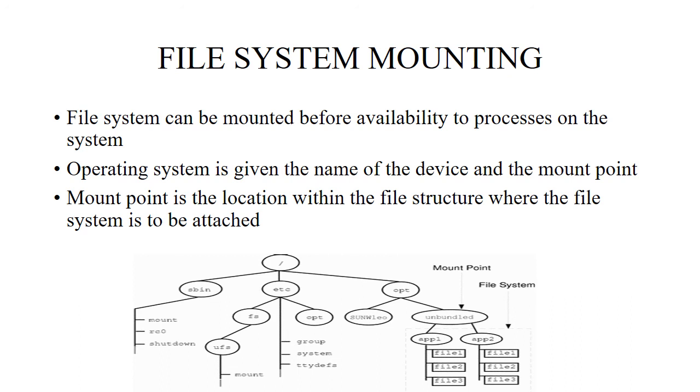As shown in the mount point, the mount point is unbundled, and the file system is file1, file2, file3. So we are going to mount the unbundled file system under the opt file system. Okay, thank you.